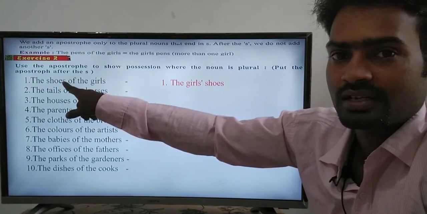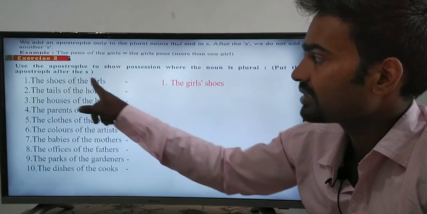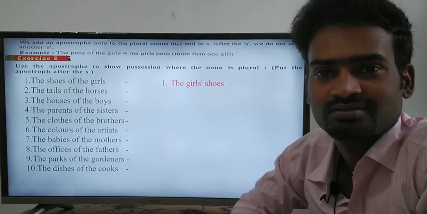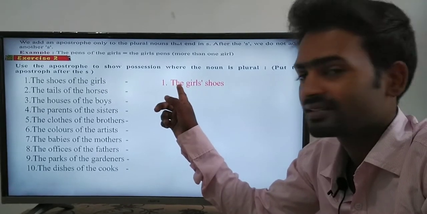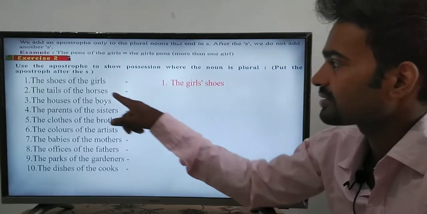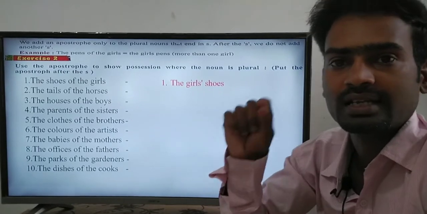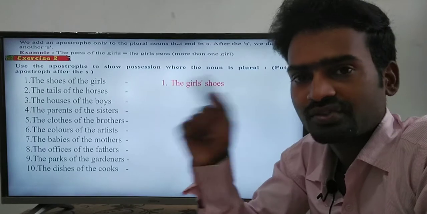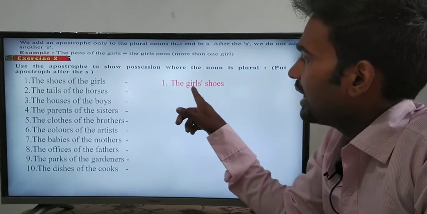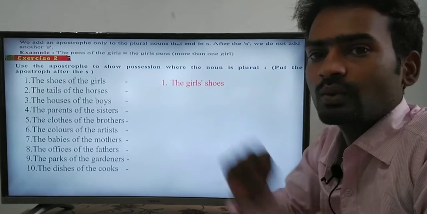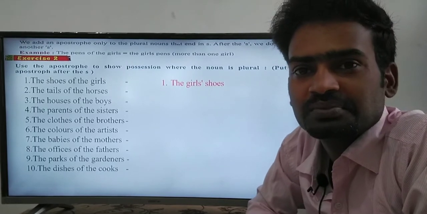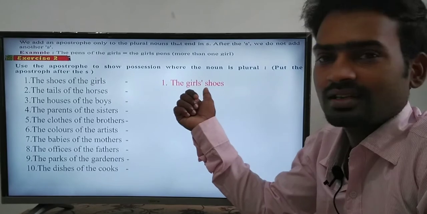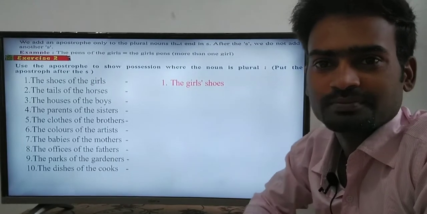When we ask this question, ultimately it comes under the girls. This is the girls' shoes. Why? Because in the singular form we have added 's. We have added apostrophe and then s. Here, after the s, we add one single apostrophe to make it a possession form. They have done it already for us. It is given already in your book.